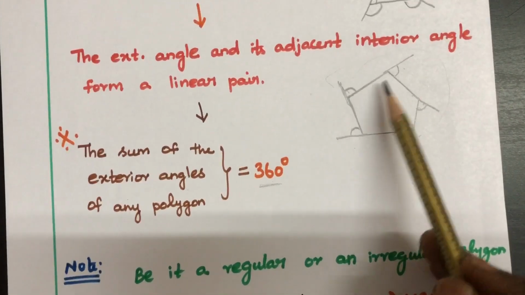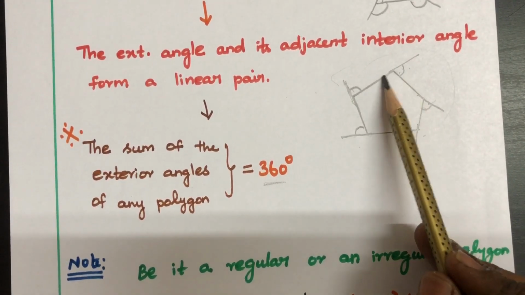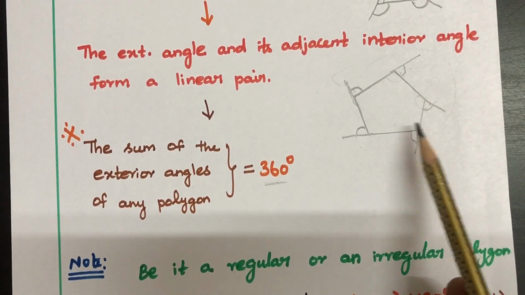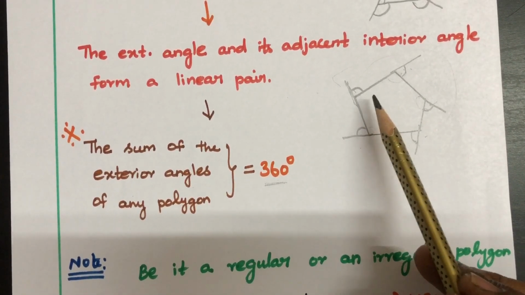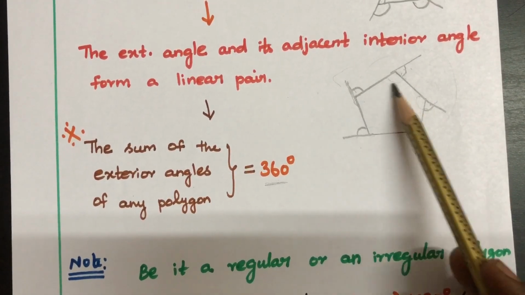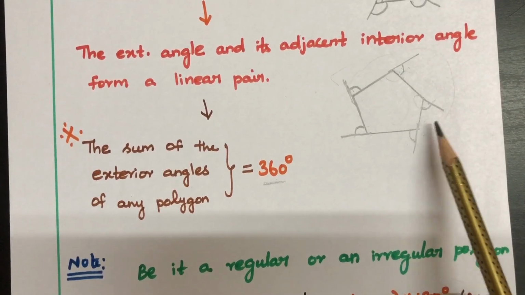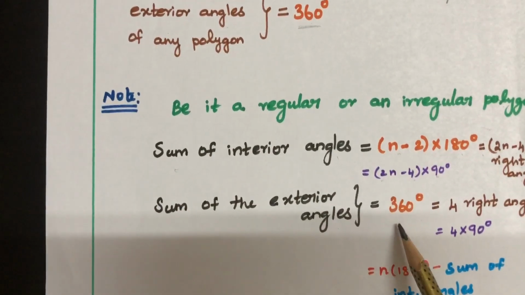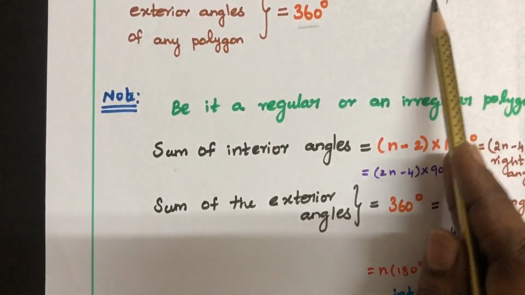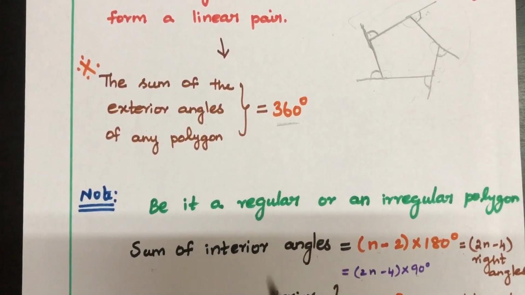See here, how many sides? If it has n sides, it means n into 180 degrees. Here 5 sides, right? 1, 2, 3, 4, 5. So 5 into 180 degrees minus sum of all the interior angles will give you the sum of the exterior angles, which is nothing but 360 degrees. So exterior angle means if you add all the exterior angles, it will be 360 degrees only.